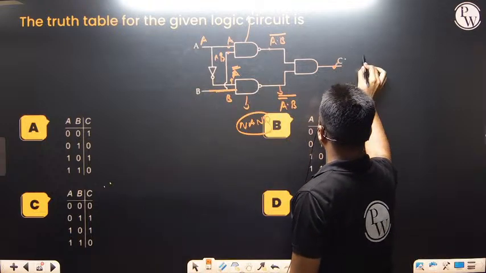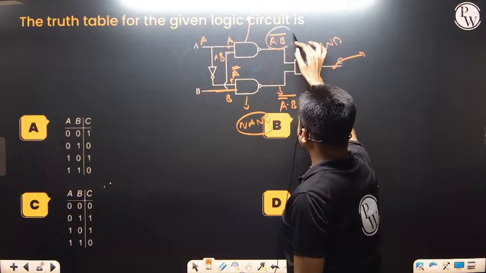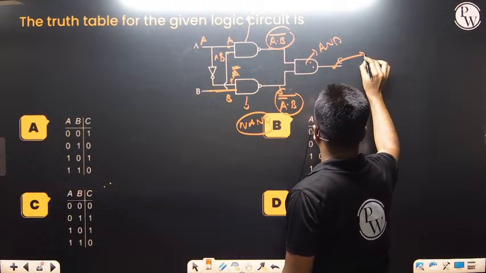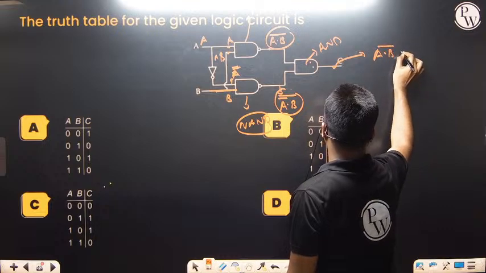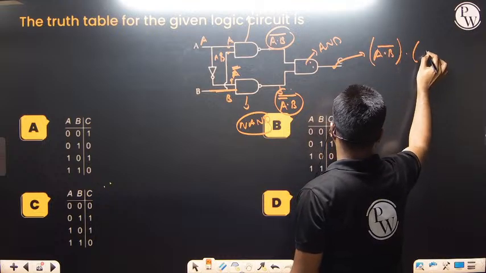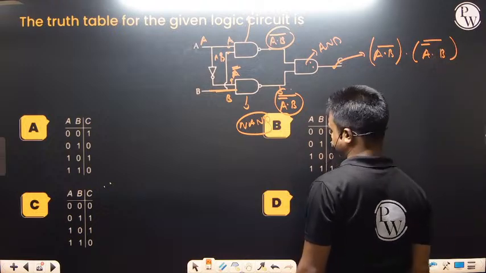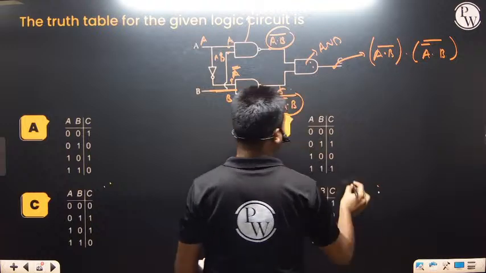And what is the final one? This one is which gate? AND gate we have. Now this is the input for this, and this is also the input for this. So this will become A dot B whole bar, whole dot, A bar dot B whole bar, whole bar, right? So this is the output that we are having, and let's calculate this one, then our problem will be solved.